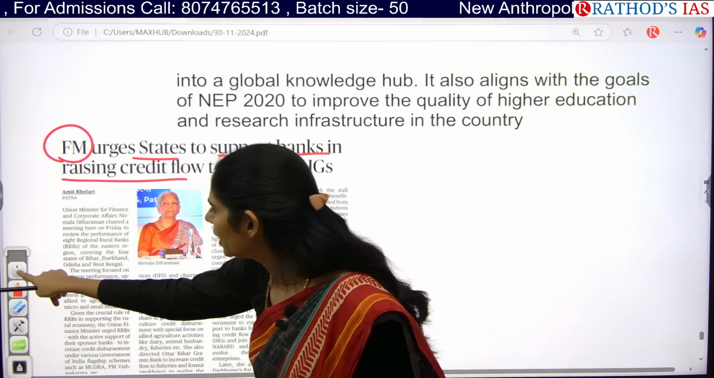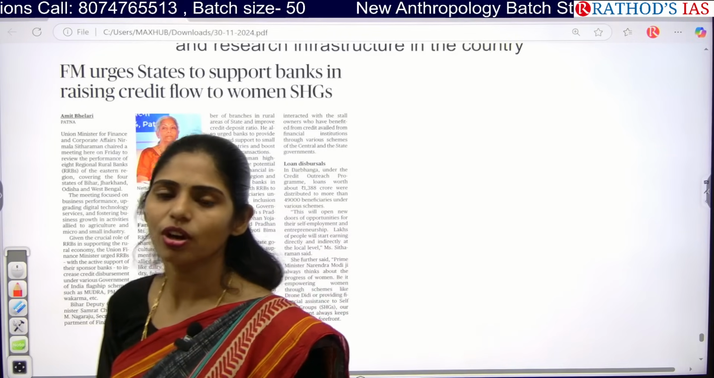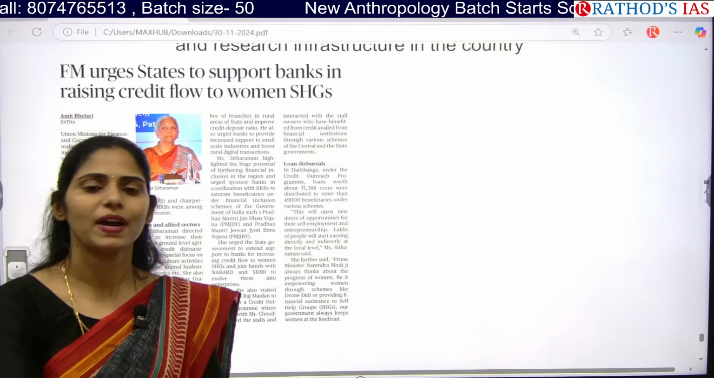So I'll be talking about that One Nation, One Subscription in tomorrow's class. Okay, so these are the important topics that appeared in our today's Hindu newspaper. So by this I'm concluding.